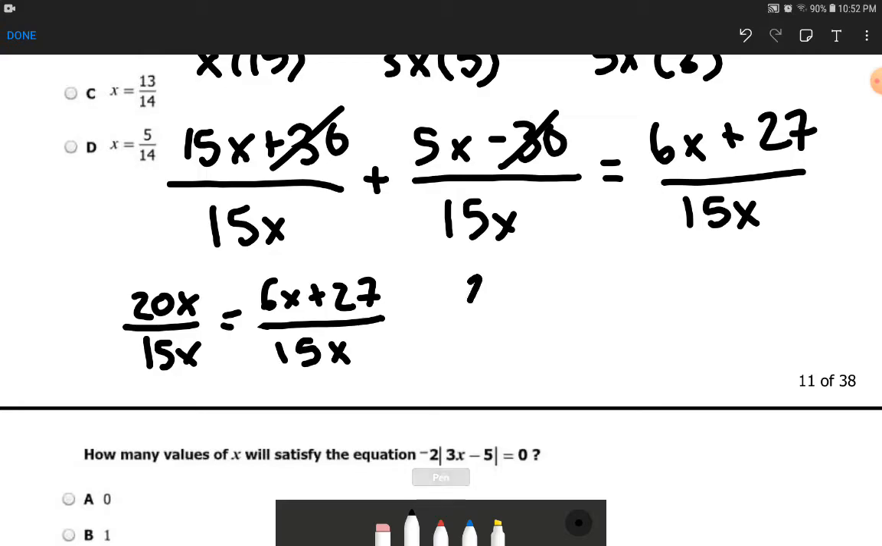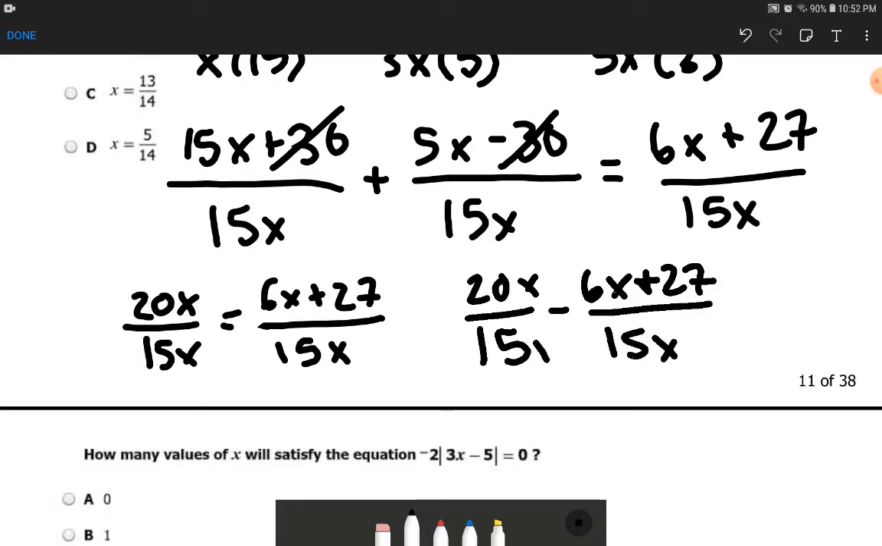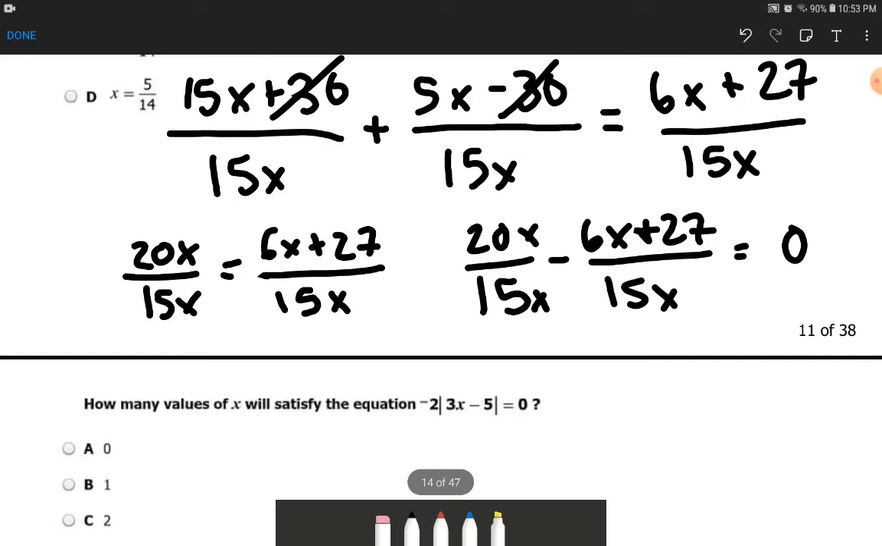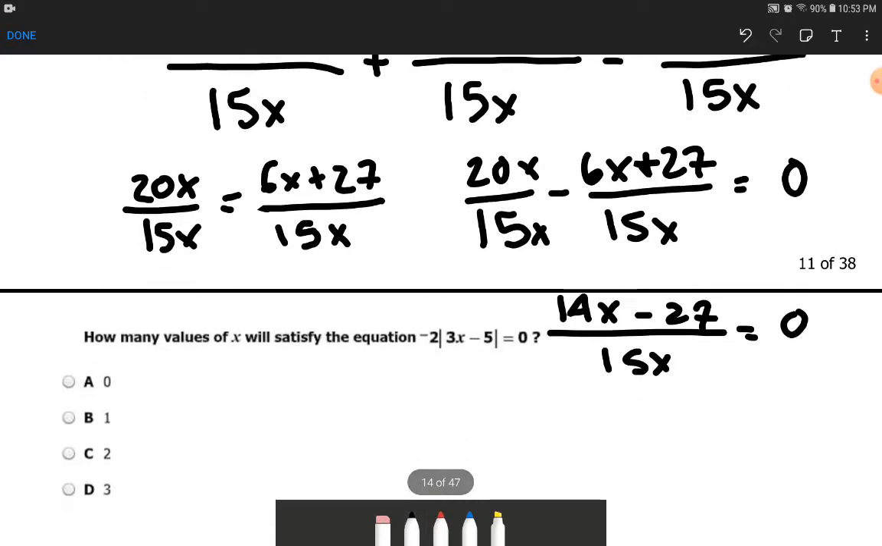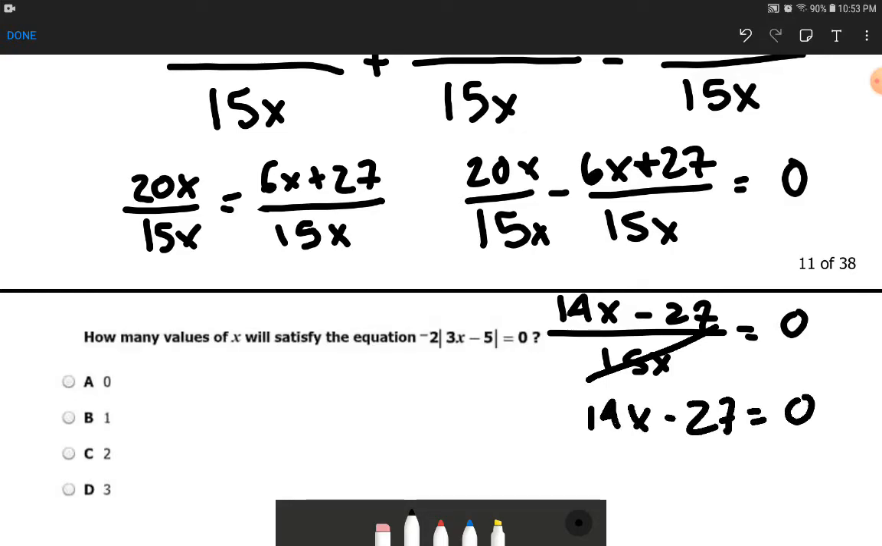Now we're going to get 20x divided by 15x minus 6x plus 27 divided by 15x equals 0. And we're going to solve the numerators. 20x minus 6x is 14x, minus 27 divided by 15x equals 0. Multiply 15x on both sides. We get 14x minus 27 equals 0. We add 27 on both sides. We get 14x equals 27.